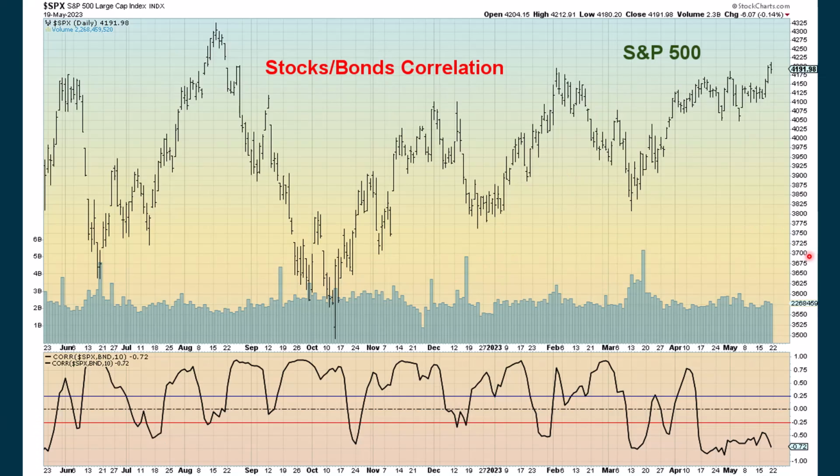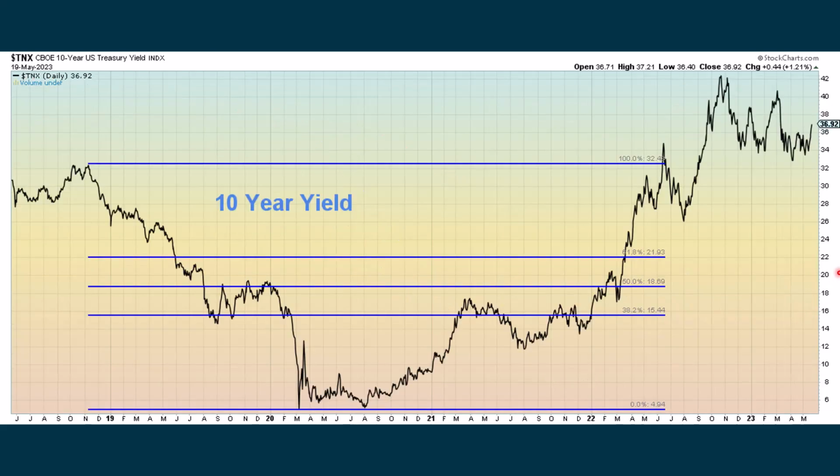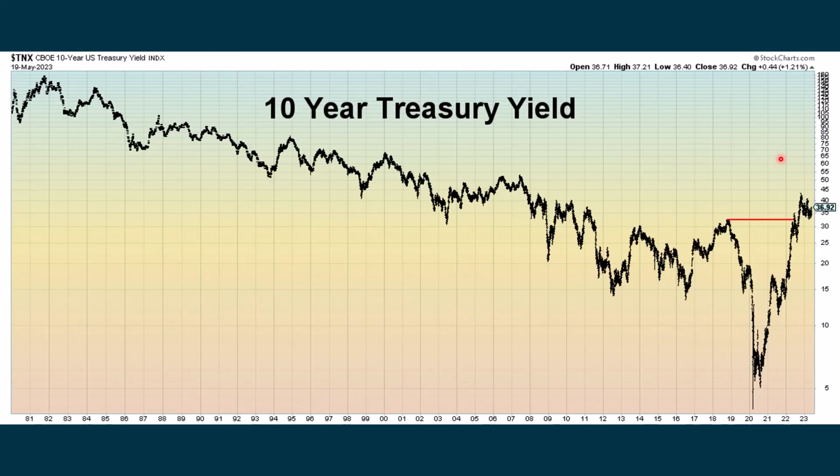Look at the stock to bond correlation. They're having a pretty strong tendency now to go in opposite directions from each other. The Dow Jones Corporate Bond Index is still in an overall uptrend, but it's showing some weakness and chopping sideways. The 10-year yield is starting to go back up. Here's another look at the 10-year yield.